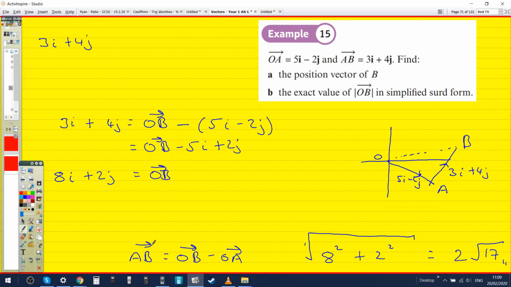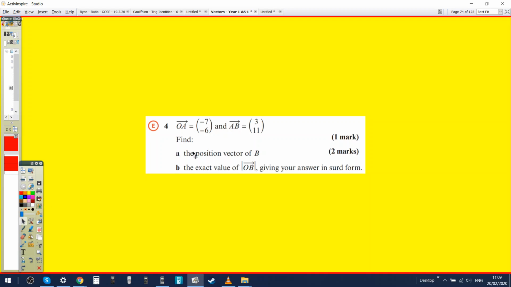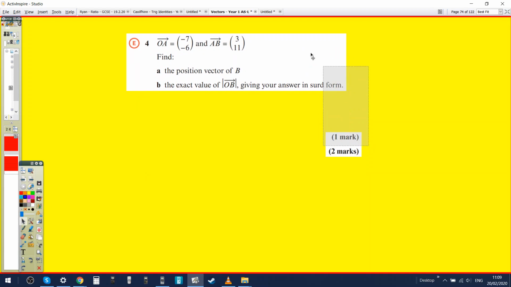Great. Yes, and we can use this thing. Okay, any questions there? No. Okay, so position vector starts from the origin. Position vector B is O to B. Position vector A, O to A. Okay, we'll try this one.